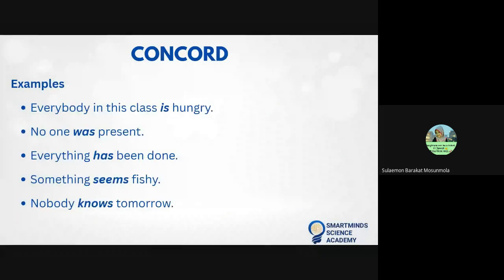So now, in example, remember the rule. It says that when you use indefinite pronoun, you should use a singular verb. Everybody in this class is hungry. I won't say "are hungry" because I am talking about everybody. No. Everybody in this class is hungry.